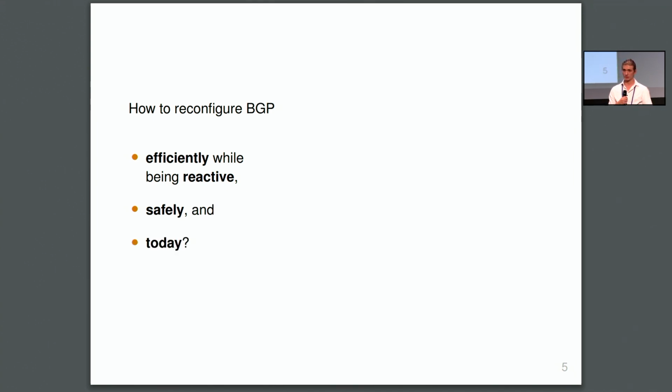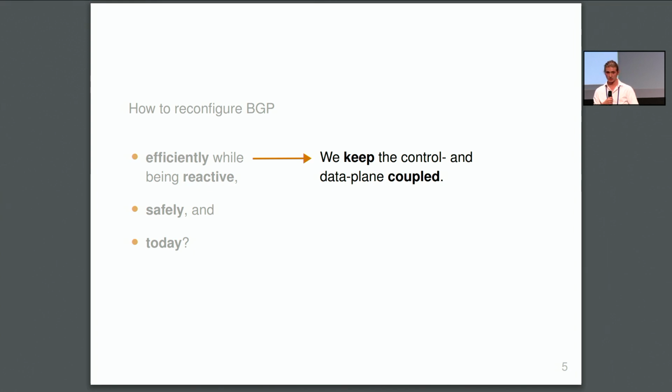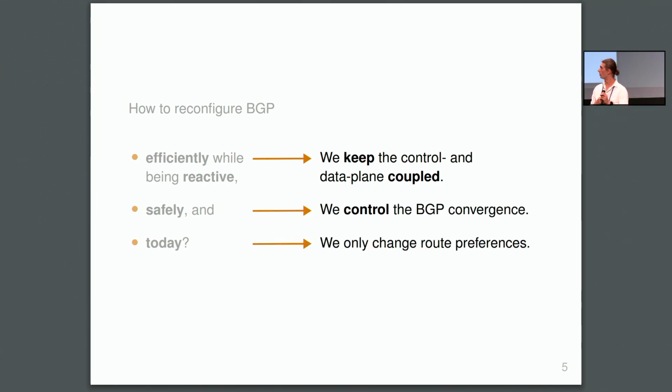And we want to do so in networks today, without extending the protocol BGP itself, but by relying on its basic functionality. So what we propose in our paper is a technique that solves this problem. We achieve efficiency and reactivity by keeping the data plane and control plane coupled to each other, compared to related work that decouples them. Instead, what we do is we control how BGP converges, and we do so only by changing route preferences in the network.